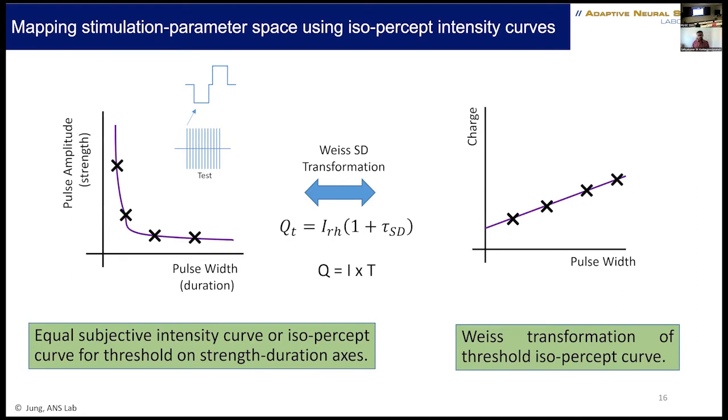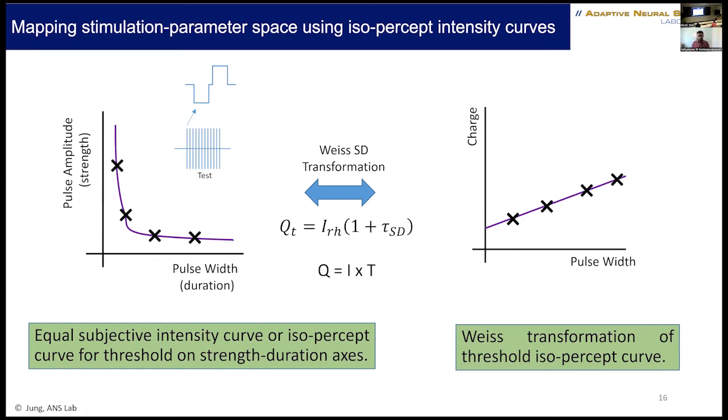So how would we go about characterizing the stim percept function? To map the stim percept space, we extended the method of finding strength duration curves to determine points of equal subjective intensity in the stim percept space. So let me walk you through an example of how we actually do it.